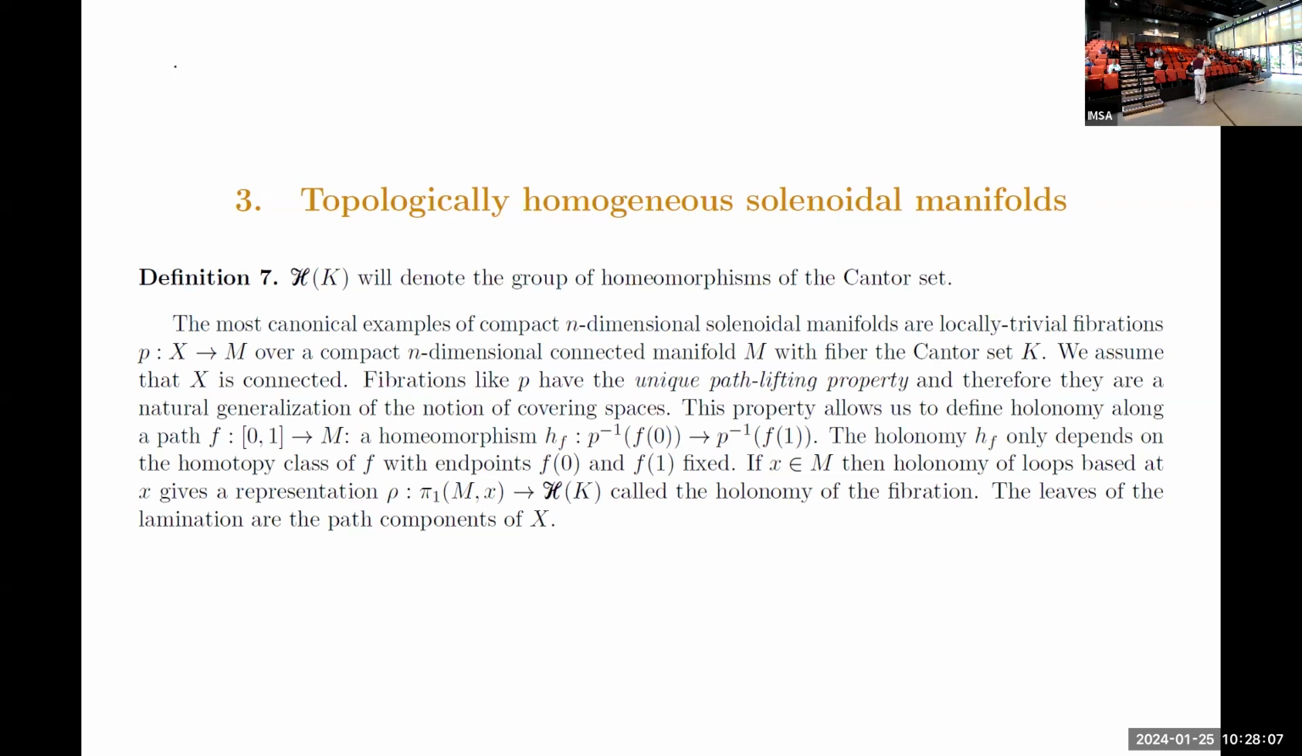That means you have a solenoidal manifold, McCord, maybe a Cantor bundle over a surface. Then you can see the holonomy: take a path, and this path gives you a map of the Cantor group, and you have a representation of the fundamental group of the base manifold into the group of homeomorphisms of the Cantor set. And this is the notion of holonomy.